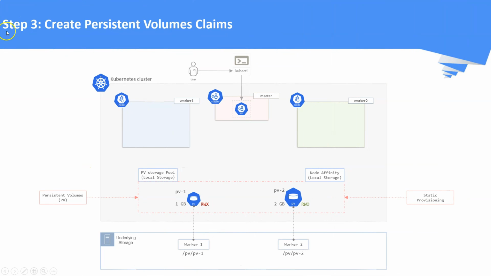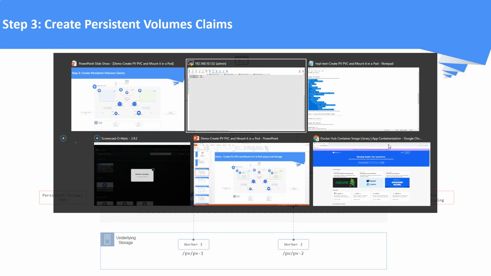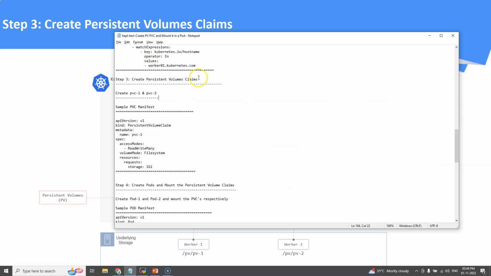Step number 3, create persistent volume claims. In this step, we are going to create two persistent volume claims, that is PVC-1 and PVC-2. Make sure PVC1 is bound with PV1 and PVC2 is bound with PV2. Now let us create the PVC YAML definitions.